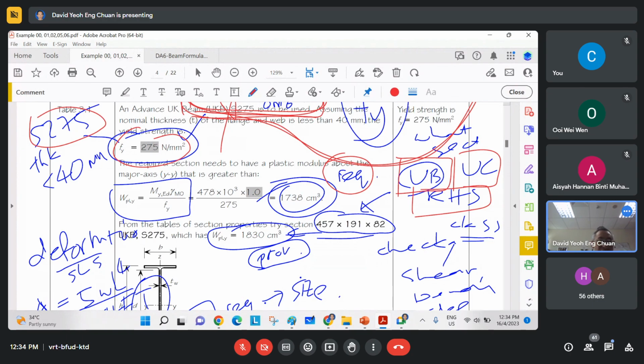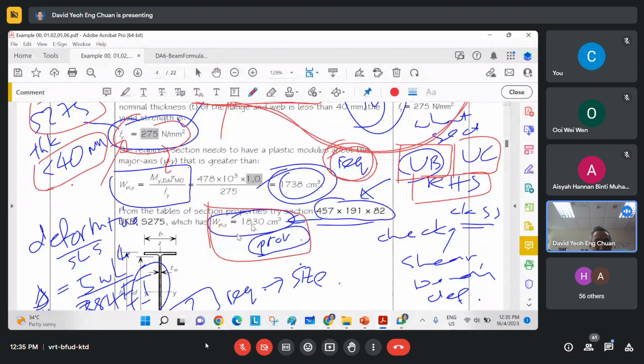And what thickness, at the back of your mind, you decide, do you want to use something very thick or just under 40 mm? Then you can decide what is your yield strength, and then plug it into your formula, and you can calculate your required plastic section modulus. And then you go to your table of section properties and look which size complies or fulfills the requirement, must be larger than the required. So then here, that's what you get, the provided section modulus.